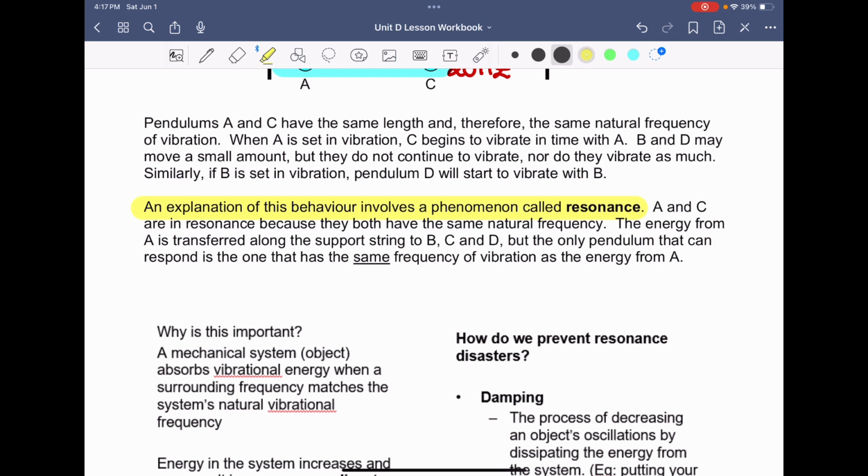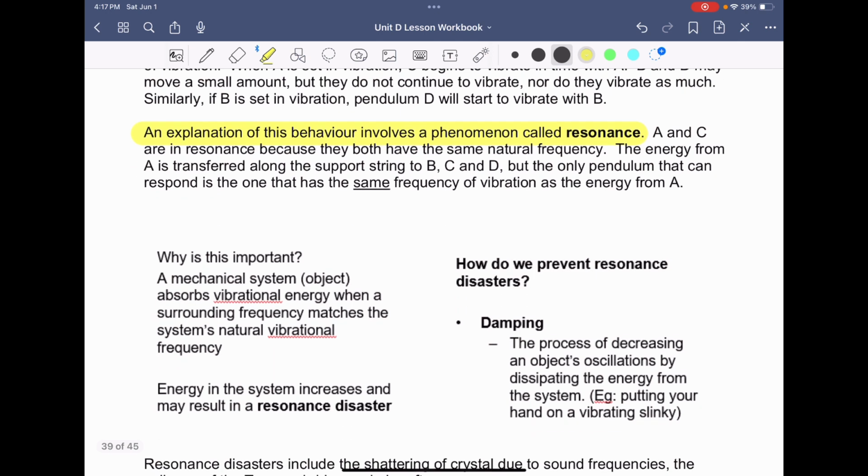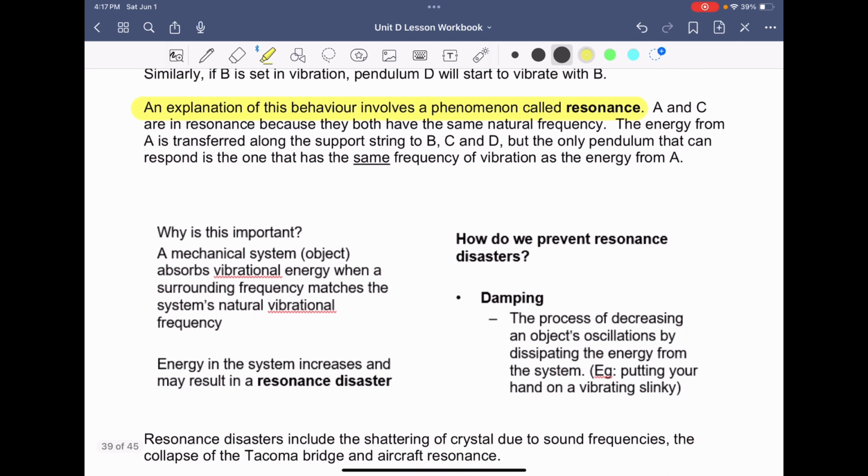So when we look at this idea of resonance or natural frequencies that line up, why is this important? Well, if every object or every mechanical system has the ability to absorb vibrational energy from a surrounding frequency being given off, this can lead to things like resonant disasters. We're going to play a couple of those videos in class, and maybe I'll even link one or two of them in the section below or in the bio of this video.